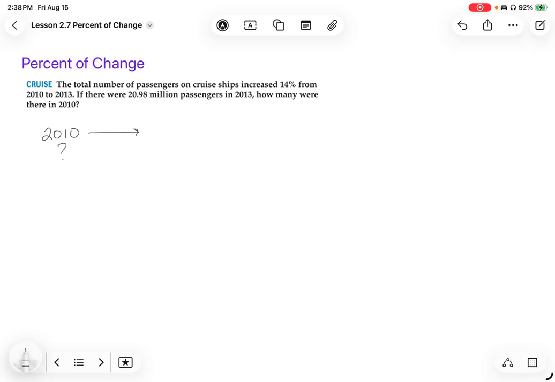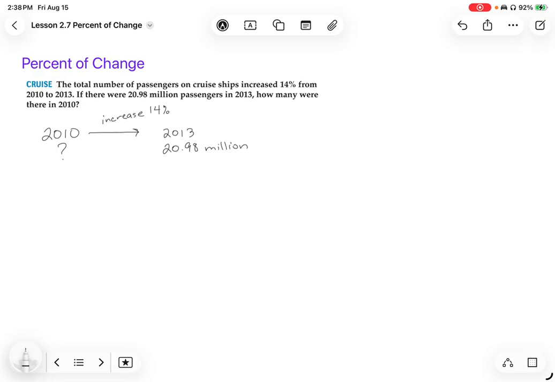There was an increase of 14% according to the problem. So the number went up. And now in 2013, we have 20.98 million.